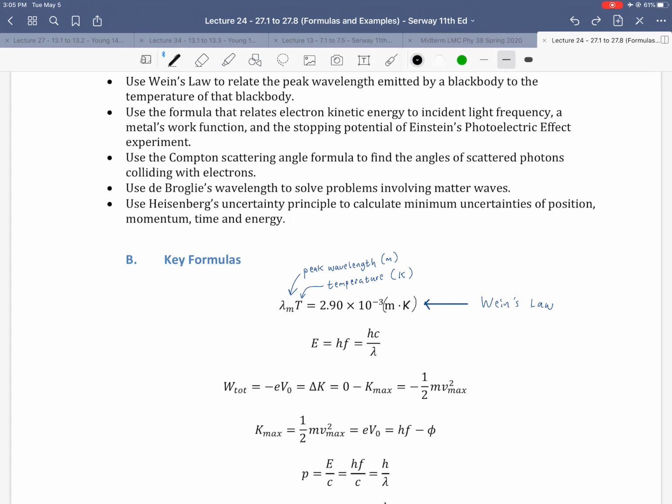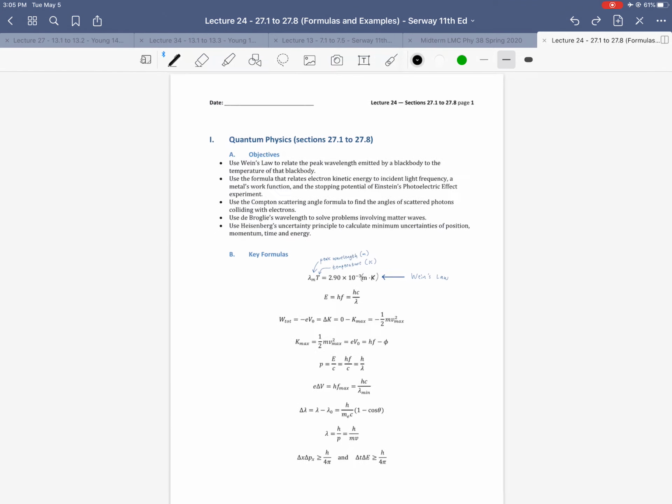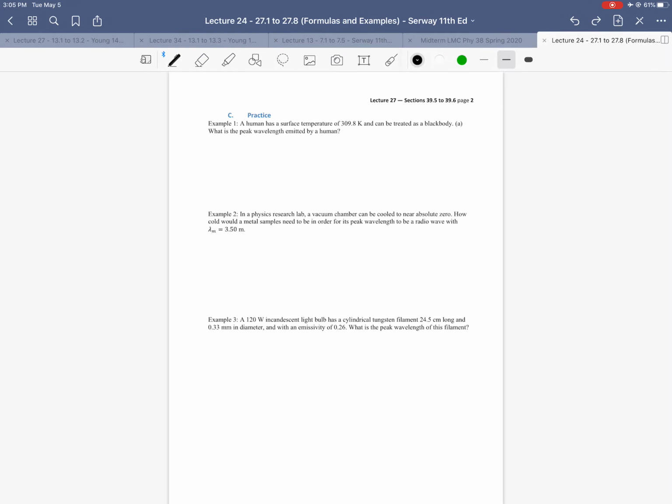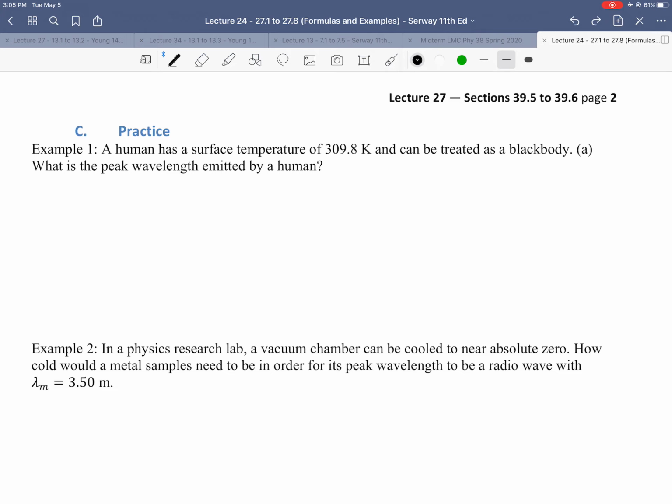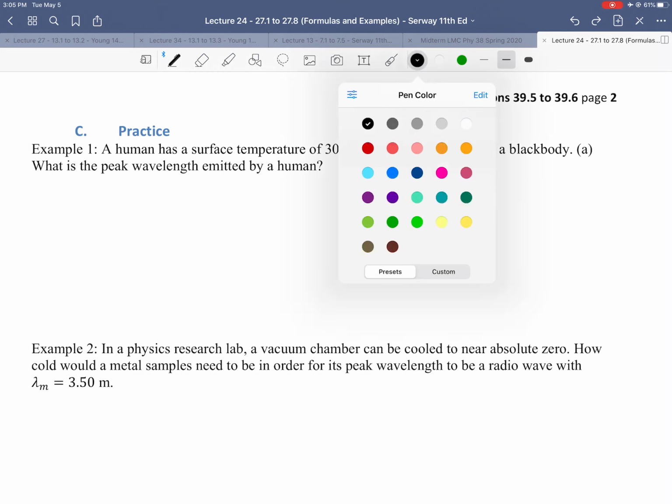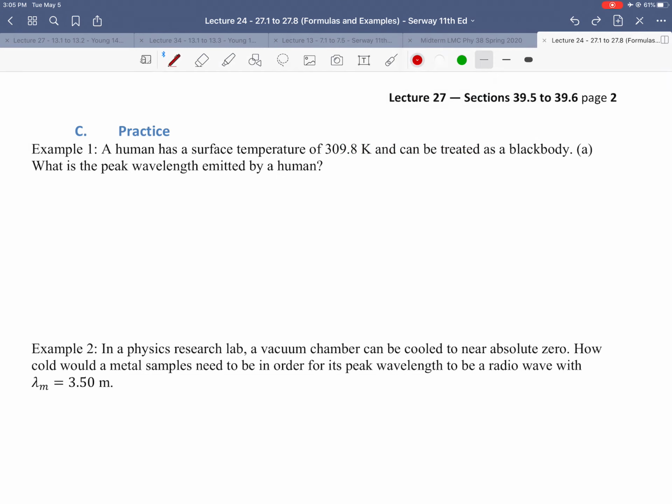Okay. So I have two examples that I want to show you that regard Wien's Law. So we'll flip to our page with our first examples. The ones that we're going to do are example 1 and 3, and I'm leaving example 2 for practice that you can do on your own. So let's take a look at example 1. We're told that a human body with a surface temperature of 309.8 Kelvin can be treated as a black body. What is the peak wavelength emitted by a human? Of course, there is no part B, so that shouldn't say part A. We just want to find the peak wavelength. It's as simple as that.